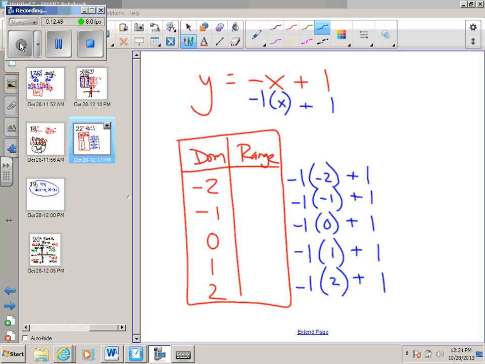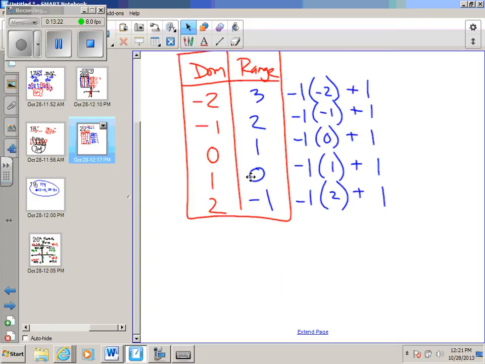Positive 2 plus 1. Negative times negative is a positive. Positive 1 plus 1. 0 plus 1. Now here, negative times positive is a negative 1. Negative 1 plus 1. Negative 2 plus 1. Negative 1. So that's what we should be using for our coordinates.